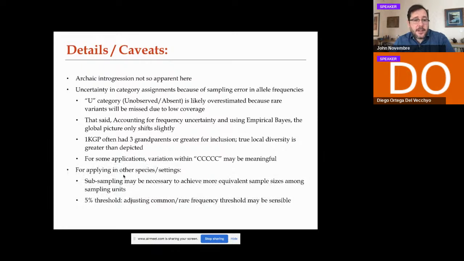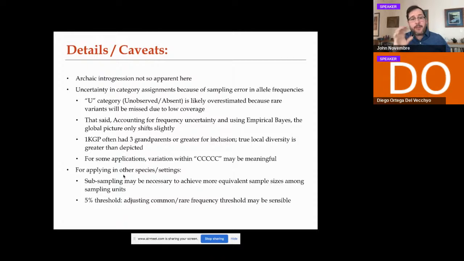For applying this in other species and settings, we think it could be useful as a new form of visualization. But one has to be careful that the units are sampled about equally, because you'll have differential power to detect rare variants if you have much larger sample sizes in one group than another. So subsampling may be necessary to achieve more equivalent sample sizes, or there's future work in trying to incorporate uneven sample sizes more directly in the method with some corrections.